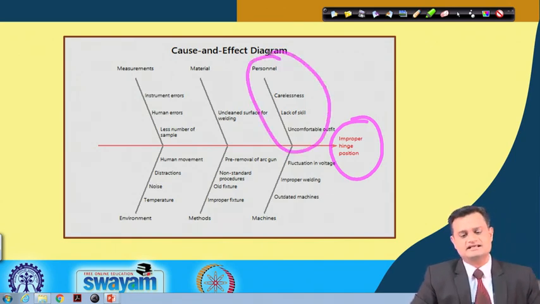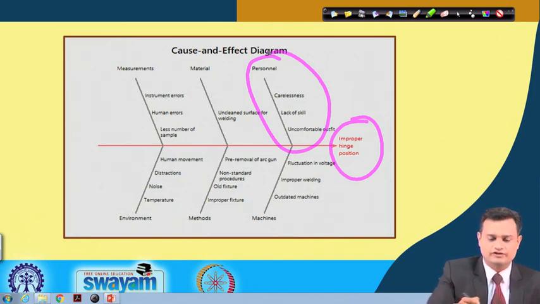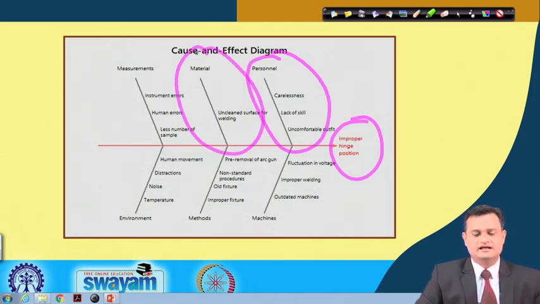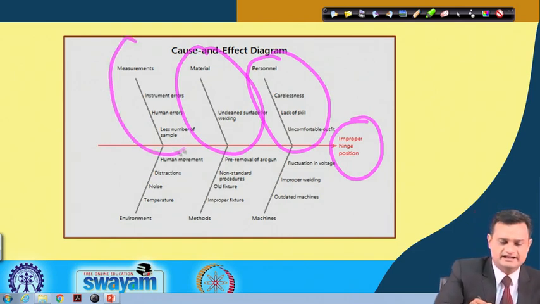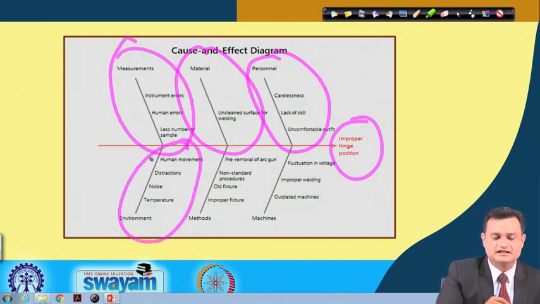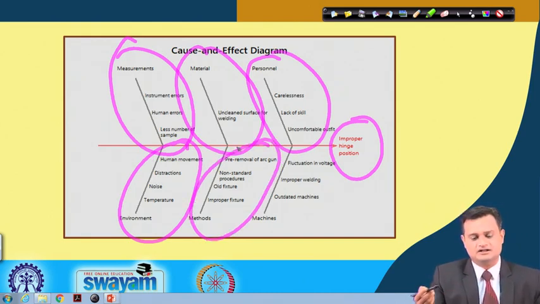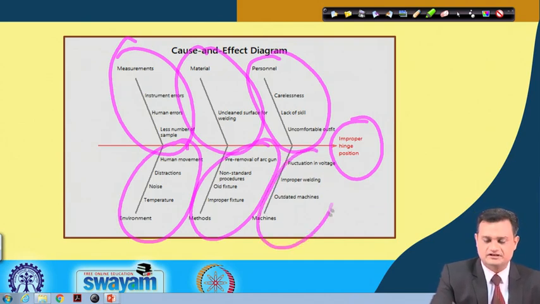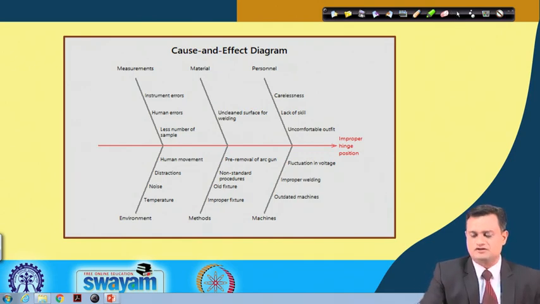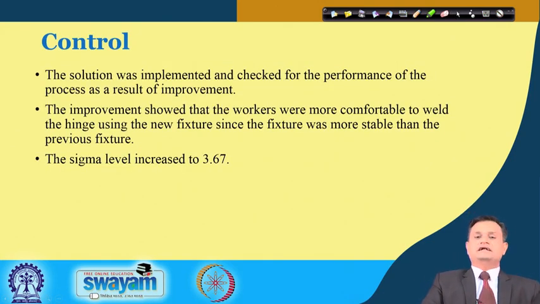Personal carelessness, lack of skill, uncomfortable outfit; material, maybe uncleaned surface; measurement, instrument error; human error; environment, maybe distraction, noise, temperature; method, pre-removal of arc gun, non-standard procedure; and machine, fluctuation in voltage, and so on. So many things were thought of as a part of critical thinking, cause and effect, and the appropriate action was taken to put an additional sheet to make your welding position quite accurate and the hinge welding stable.